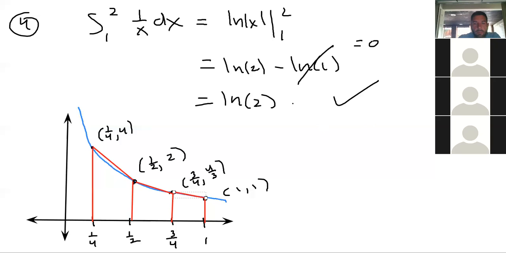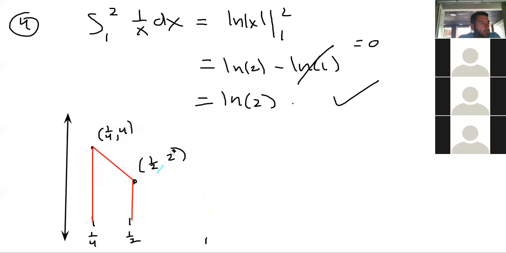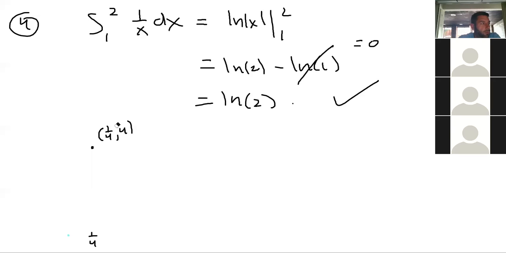So let me fix this. What was the error of our ways? Take my eraser. We weren't interested in 0 to 1. What are we interested in? We're interested in what happens from 1 to 2. So let me fix that. I apologize about that. That was an honest mistake.